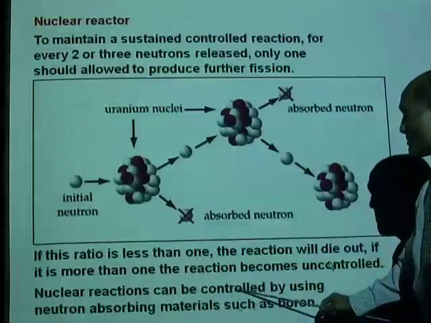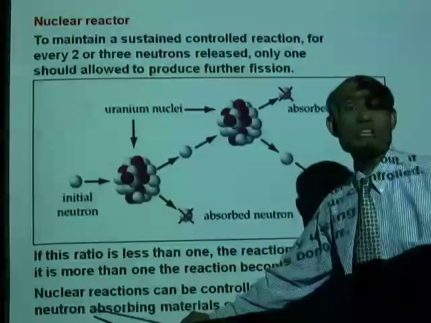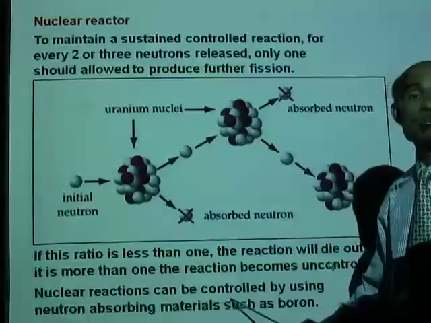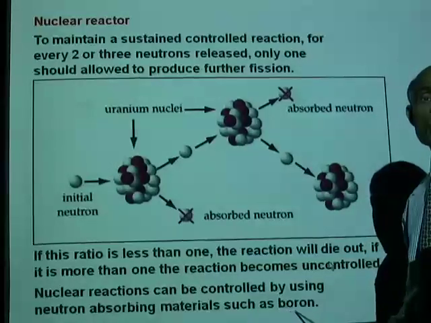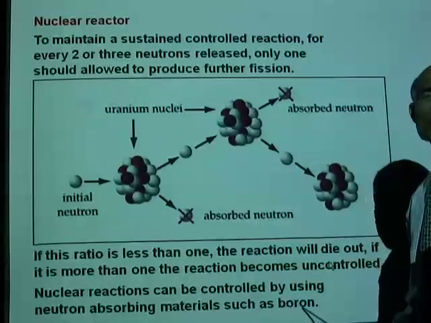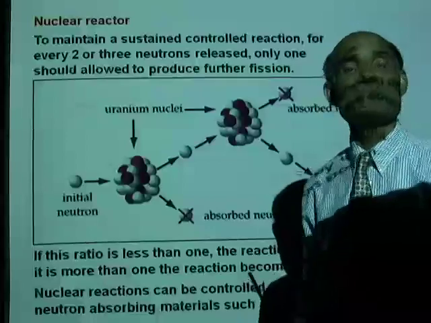Nuclear reactions can be controlled by using neutron-absorbing materials. Now, boron is a good example of a neutron-absorbing material.